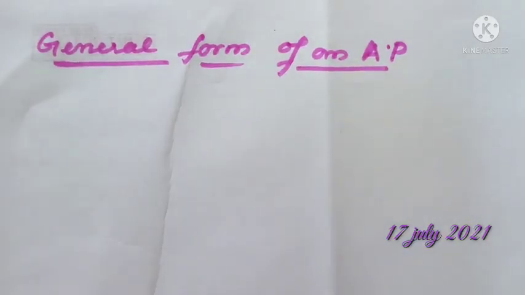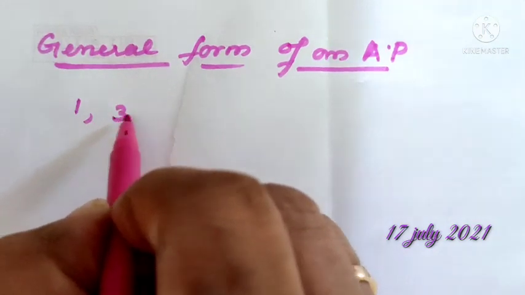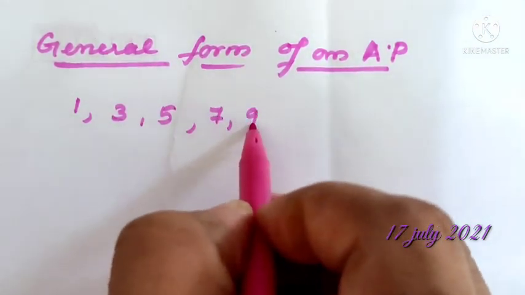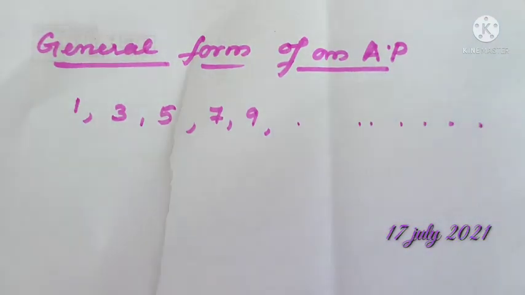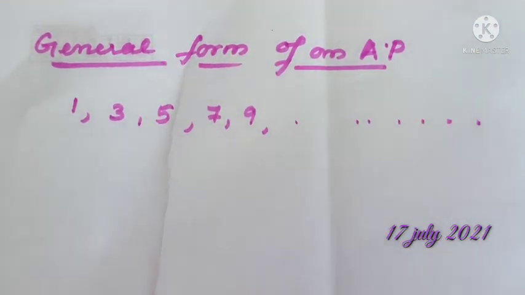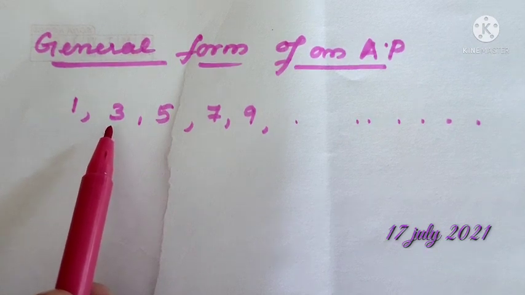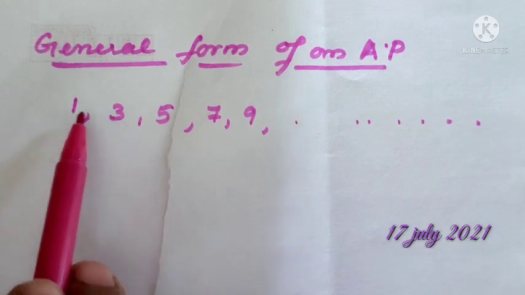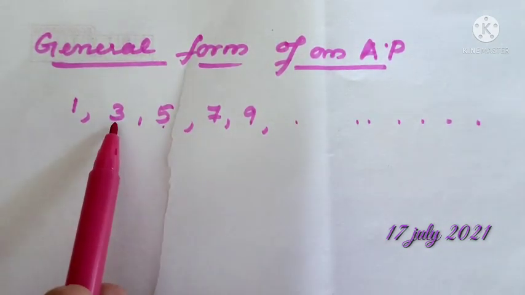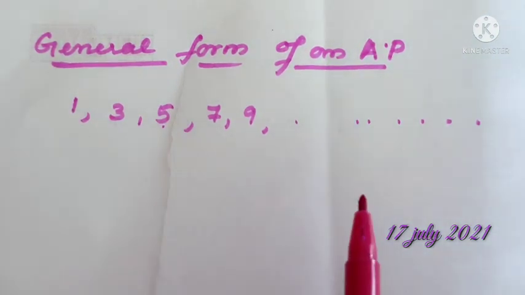General form of an AP. How to form the general form of an AP? Let us see one example: 1, 3, 5, 7, 9, our normal odd numbers, with the etc. sign. It's a sequence because it is arranged based on some rule. Now we know that it is an AP because to get the second term, 2 is added to the first, and to get the third term, 2 is added to the second. Otherwise, 3 minus 1 is 2, 5 minus 3 is 2, 7 minus 5 is 2, 9 minus 7 is 2. That is, the common difference is the same.